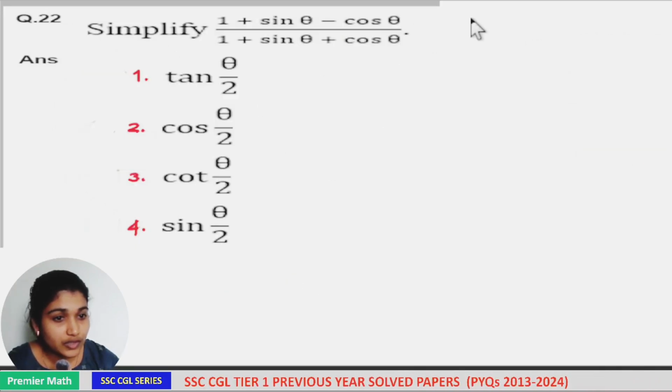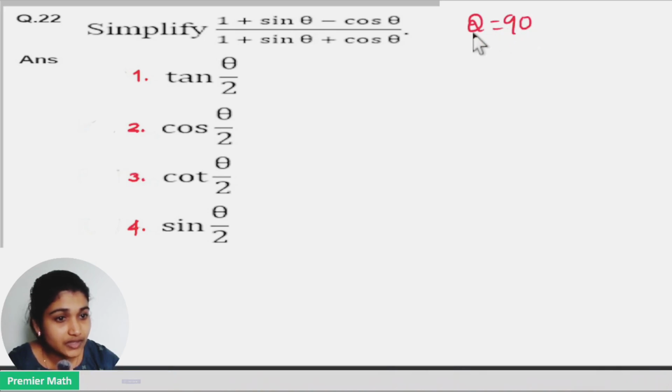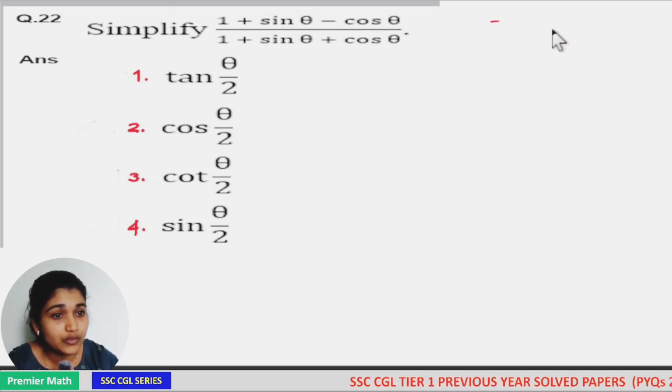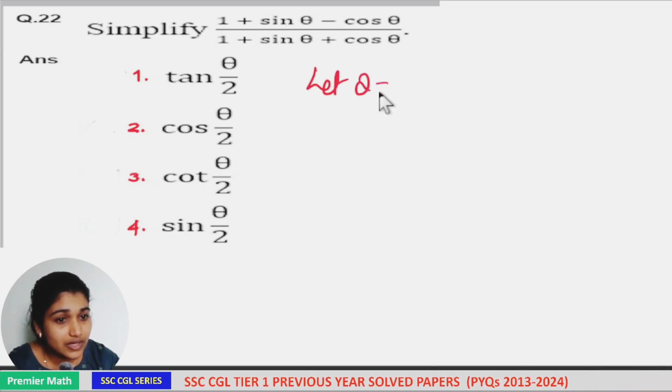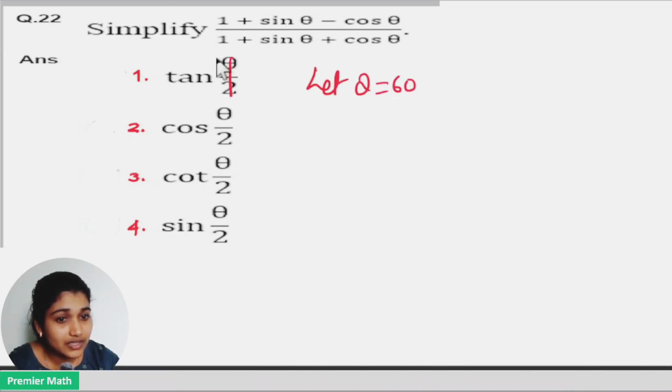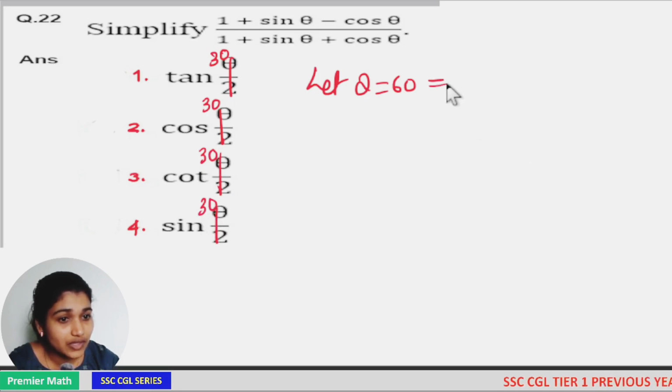Simplify the following. Here if you put theta as 90 degree, here theta by 2 becomes 45. Then tan 45 and cot 45 are equal, cos 45 and sin 45 are equal. So theta equal to 90 is not possible. So take theta as 60 degree. Then I can take theta by 2 as 30 degree. So take theta as 60 degree and find the answer.